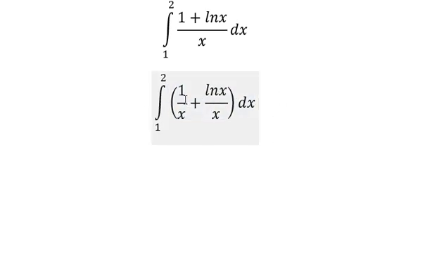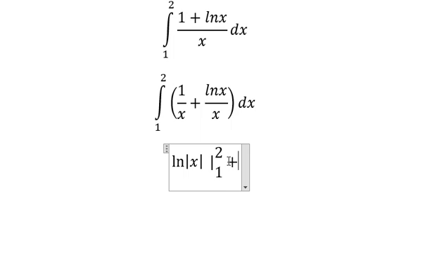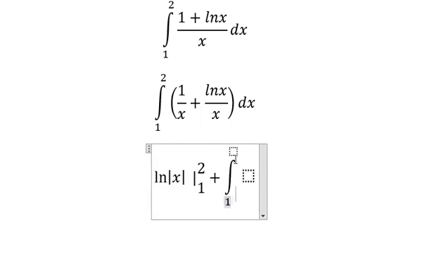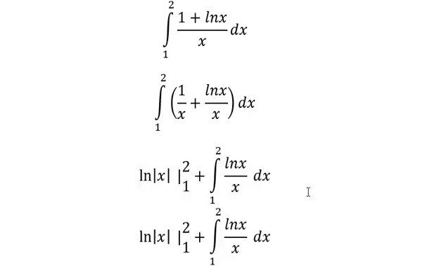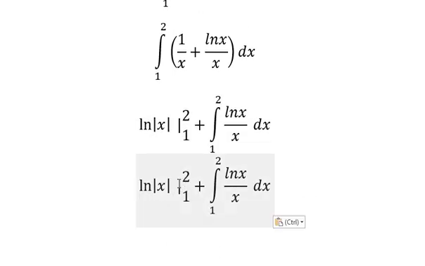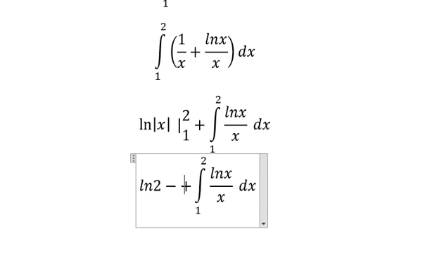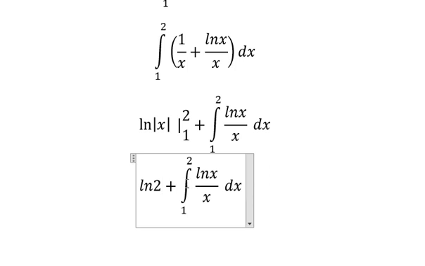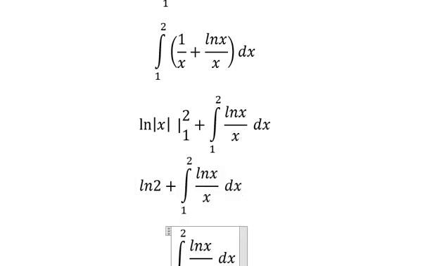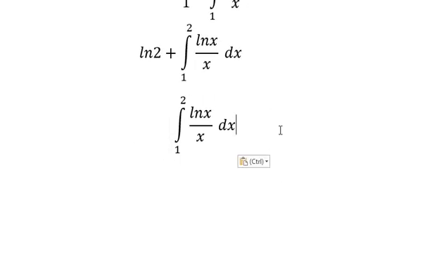The integration of 1 over s, that is Ln of the absolute value of s. So we put the bounds from number 1 to number 2. So we put number 2 and number 1 in here. And this one you got number 0. So I need to focus on this one.